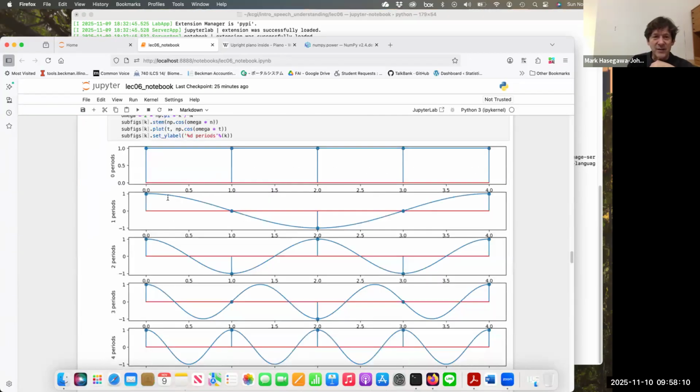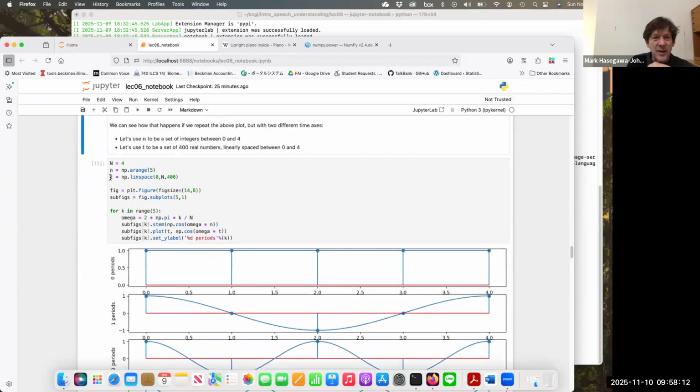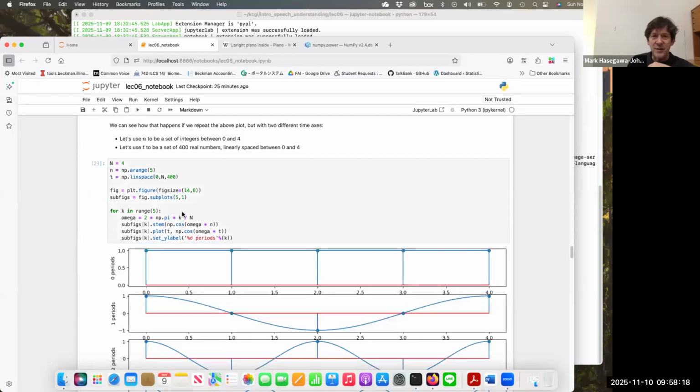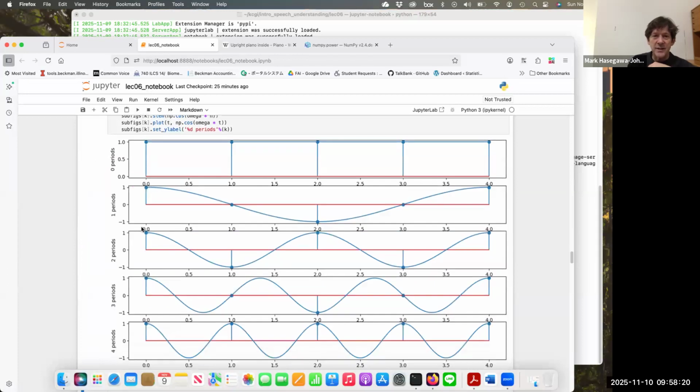We could plot the values that come in between. We can create something that has 400 samples in the same period. And if we plot that, then we can really see the differences, right? Here's 0 periods, 1, 2, 3, and 4. If we have these smooth curves, you can easily see 3 complete periods. But if you only have the dots, you don't get those 3 periods anymore.